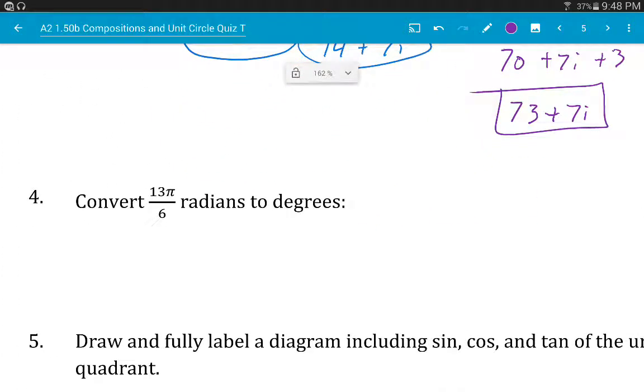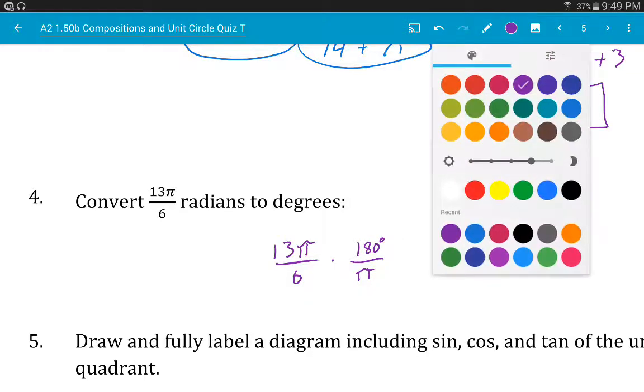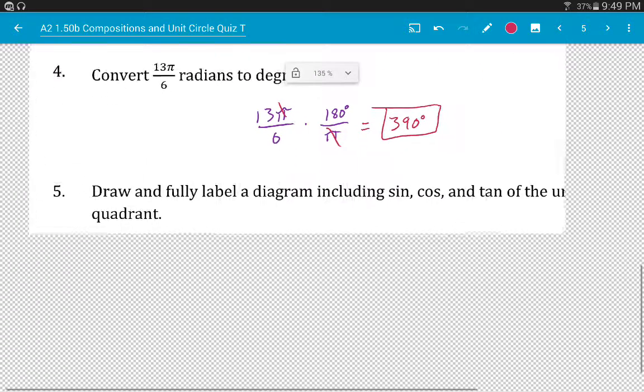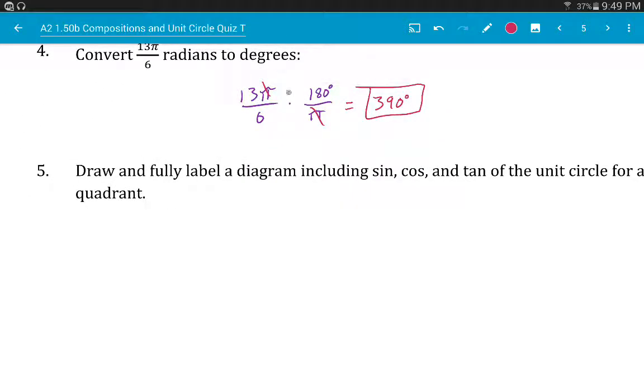Convert 13 pi over 6 radians to degrees. So 13 pi over 6. We're going to multiply it by pi on the bottom, 180 on top. We choose that so that the pi's can cross out. 13 times 180 over 6 is 390 degrees. 13 times 180, then divided by 6.